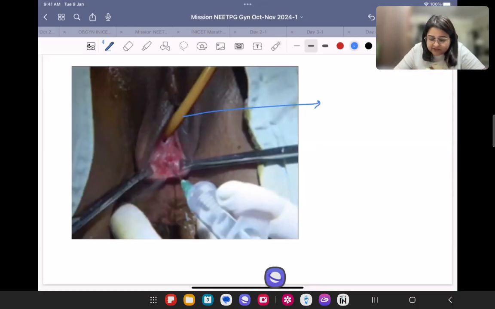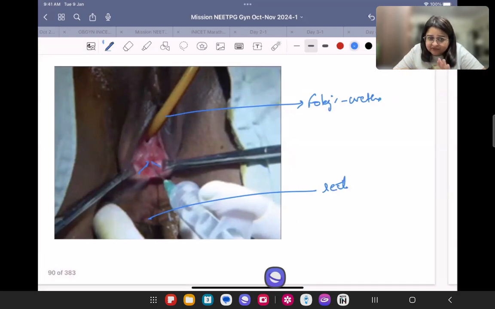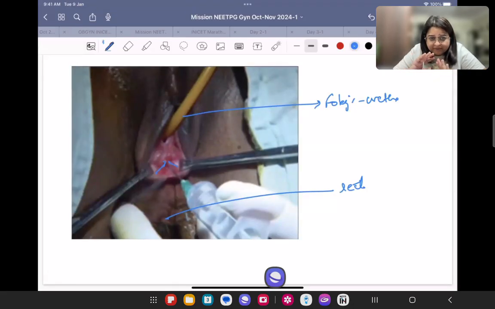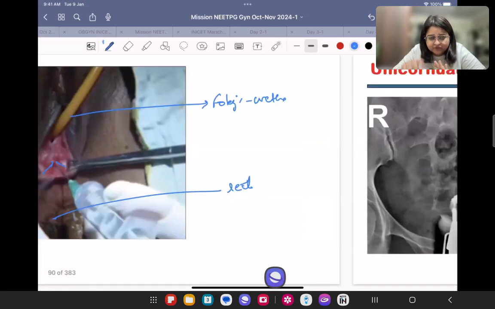So you can see a Foley's catheter is put in the urethra, and you have the rectum behind. And you have this blind ending space here. Through this space we basically dissect and create a functional vagina, and the purpose of this is for penetrative sexual intercourse. So this is about the MRKH syndrome, which we have already discussed. Just a few additional pictures I have shown you.